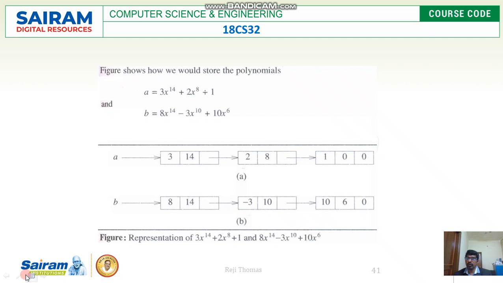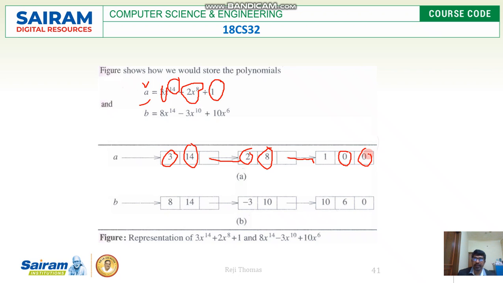So we have taken two polynomials. One is A and the other one is B, and this is the way we represent them. This 3 stands for the coefficient, 14 stands for the exponent, and the third part is going to have the address of the next node. What is the next node? For every term we are going to take a node. So again we have 2, and 8 is the exponent for this. Once it is done, we go to the next node. So the second node will have the address of the third node. So again we have 1, and for the last term there is no exponent part.